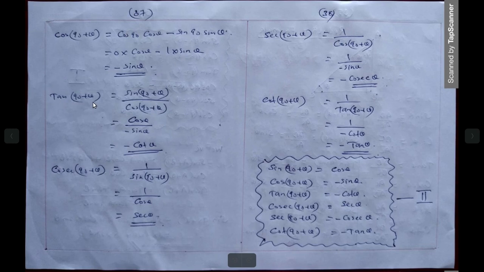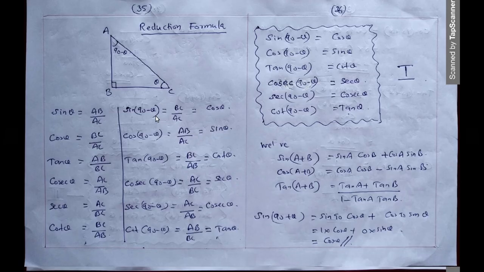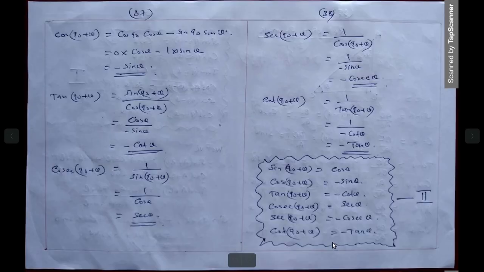And tan(90+θ) is equal to what? sin(90+θ) divided by cos(90+θ). We have sin(90+θ) equal to cos θ, and cos(90+θ) equal to minus sin θ. And finally, cos by sin, that is minus cot θ, right? Then cosec(90+θ) is 1 by sin(90+θ), that is 1 by cos θ, sec θ.